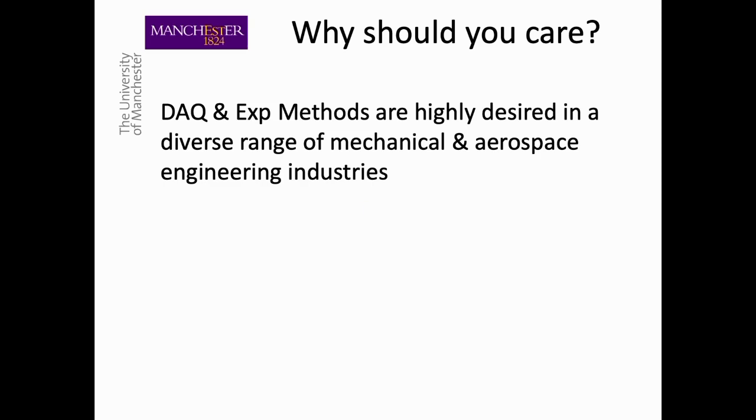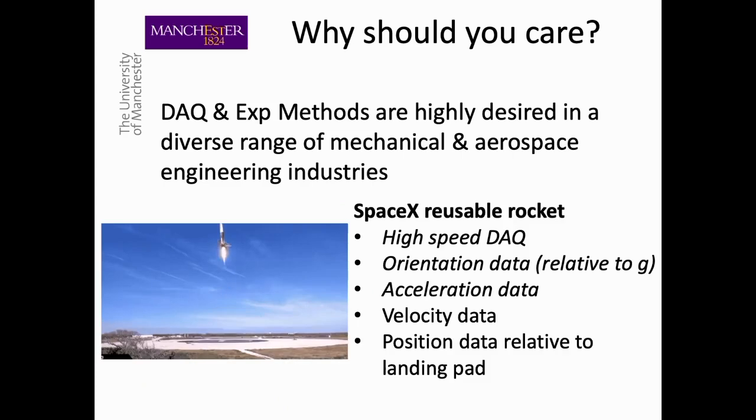So DAQ and experimental methods are highly desired in the aerospace and mechanical industries. Another example, SpaceX reusable rocket systems, where we need to do really quite high-speed data acquisition. What does that mean? It means we need to run a sample rate where we're running very, very quickly, thousands of times per second, because we need to be able to adjust very quickly. The slower your data acquisition is, the slower you can apply control signals and move things like thrusters around, and the more likely you're going to get problems with that.